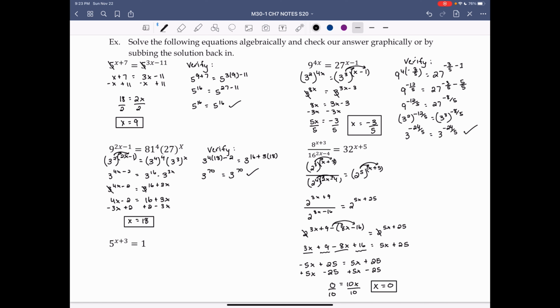Let's verify our solution. For my verifying, I'm going to start with 2 to the power of this exponent is equal to 2 to the power of this exponent. So I have 2 to the power of negative 5 times 0 plus 25 is equal to 2 to the power of 5 times 0 plus 25. Those terms are 0. We get 2 to the power of 25 equals 2 to the power of 25. So left side equals right side, then x equals 0 is a solution.